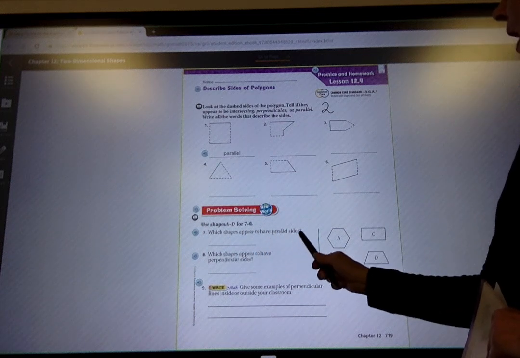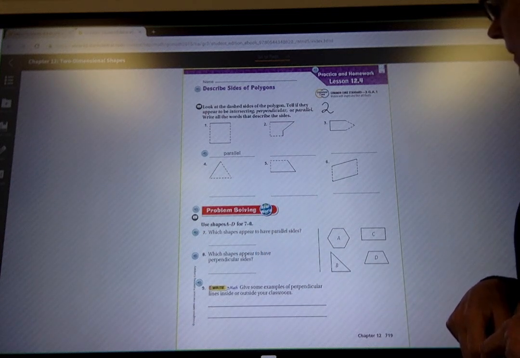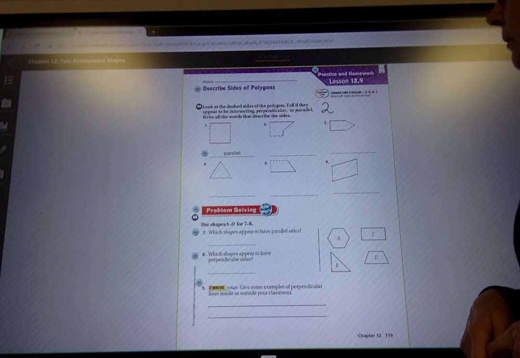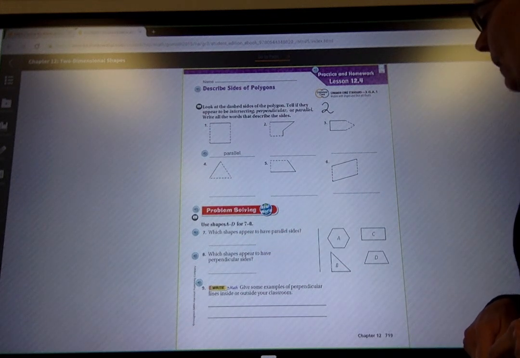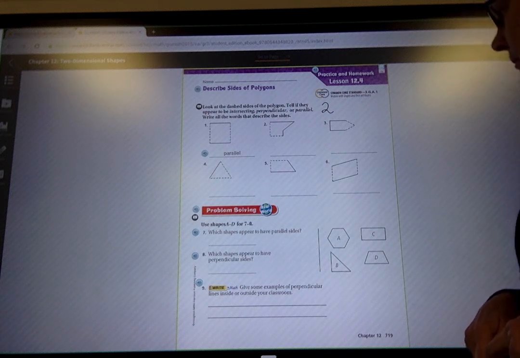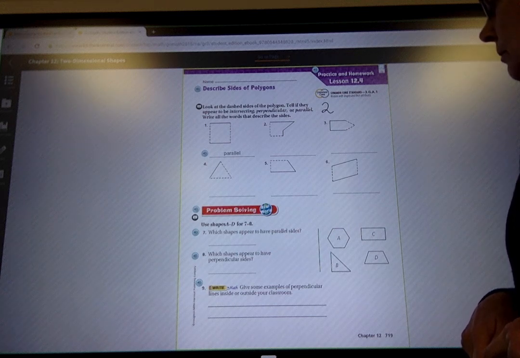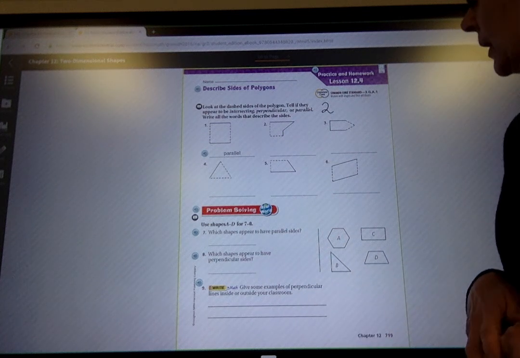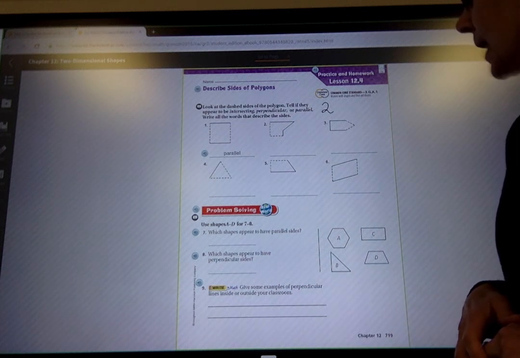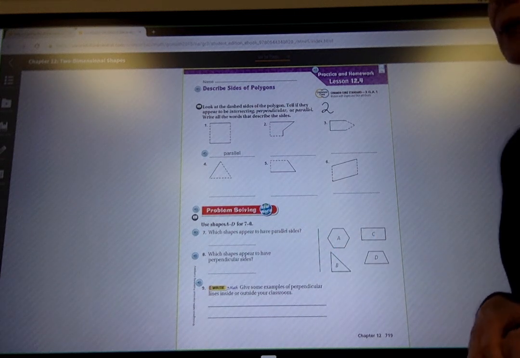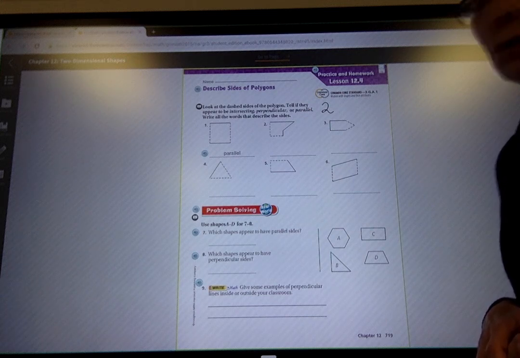Number 7, which shapes appear to have parallel sides? There are 3 of them. Write the letters of 3 of them that have parallel sides. Which shapes appear to have perpendicular sides? That means they form right angles. There are 2 of them. Now, you can go ahead and write something here. Give some examples of perpendicular lines inside or outside your classroom. So it could be at your home. It's outside the classroom. So I might say the window frame.